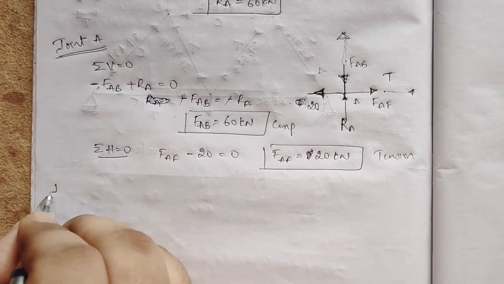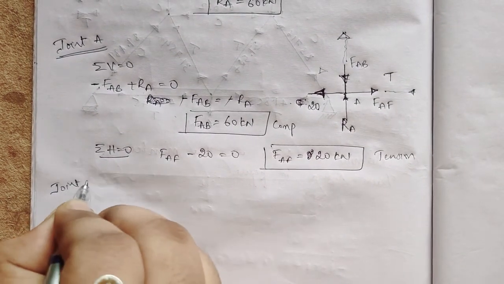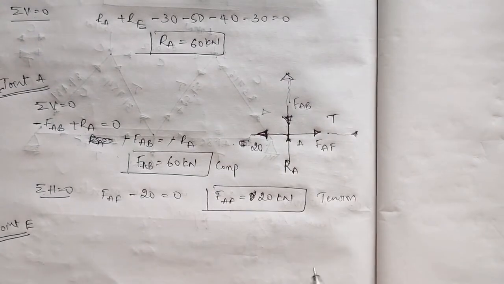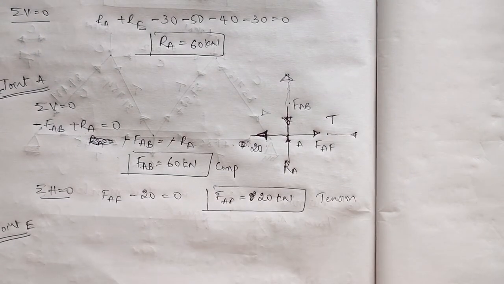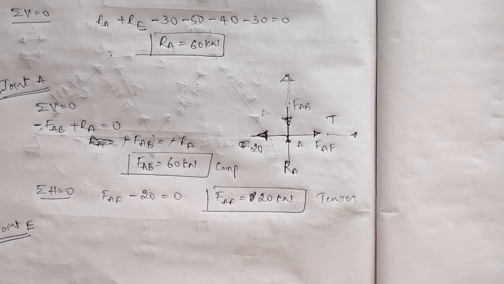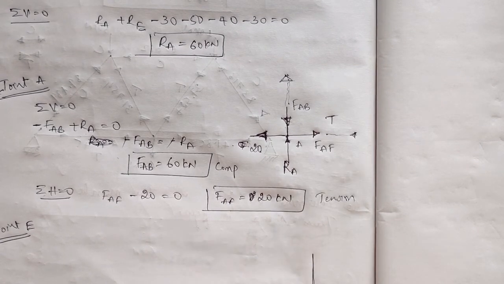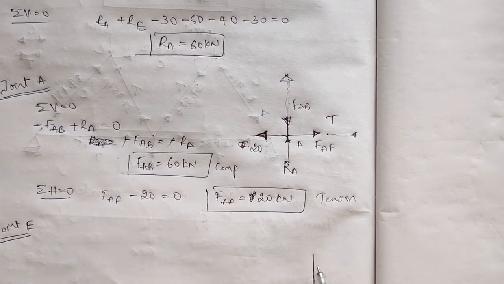Next I will take the next joint, E. It has another support. So joint E, this is RE. It already has the reaction RE. Next, upon that there is another reaction. What is this?